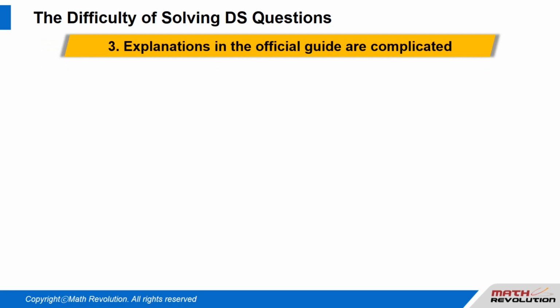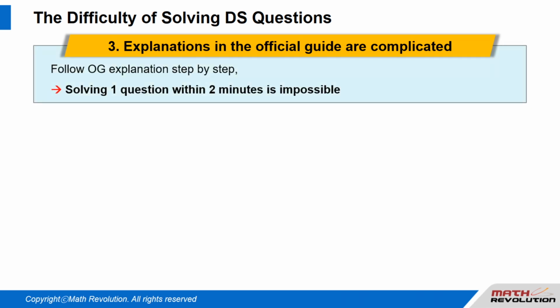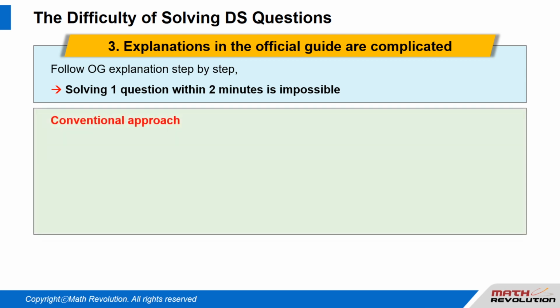The third reason why DS questions are difficult is because of how the explanations are written in the official guide. If students follow these explanations step by step, they cannot solve one question within 2 minutes. Let's take a look at the conventional approach proposed by the official guide.